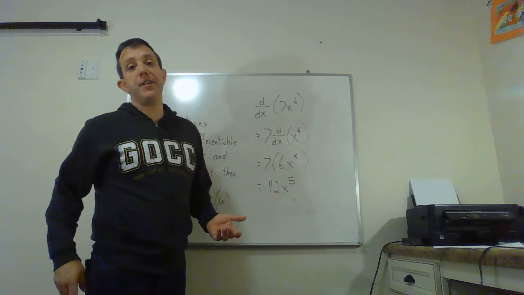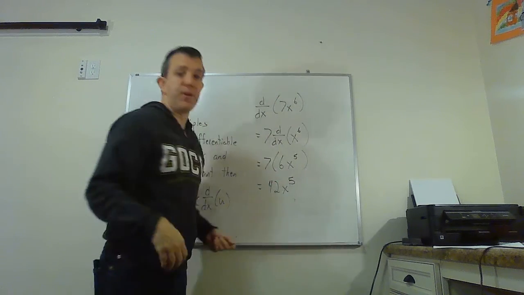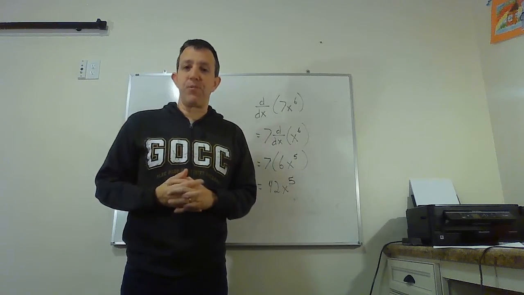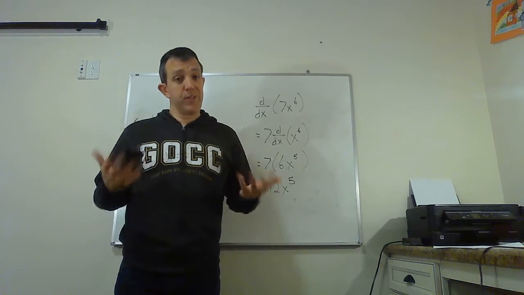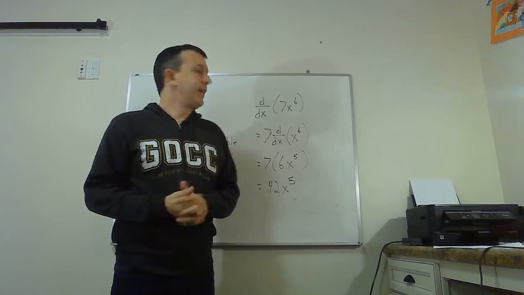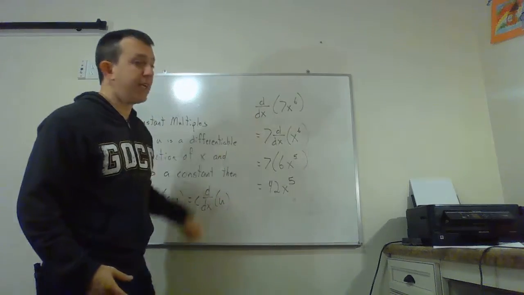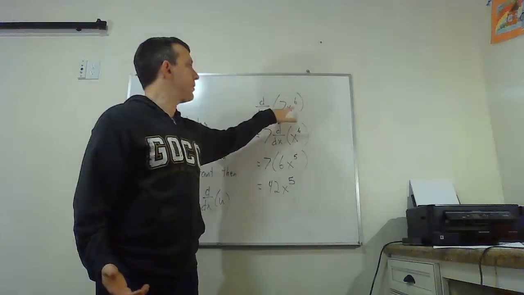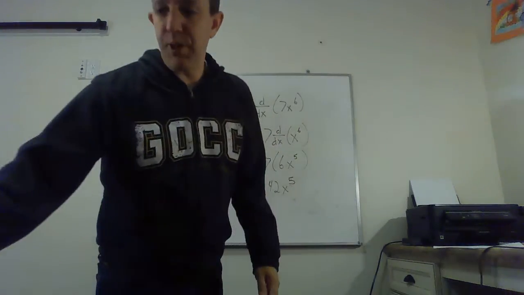So when you get good at this, you can probably just go, hey, 6 times 7 is 42, and then drop the exponent. But in the interest of getting partial credit, if something goes wrong, it wouldn't hurt to write out some of this so I can see what you were doing and give you partial credit if you need it. All right, so this is a really handy tool for us because there are a lot of times we have a number times something that we can take the derivative of. All right, let's keep going.